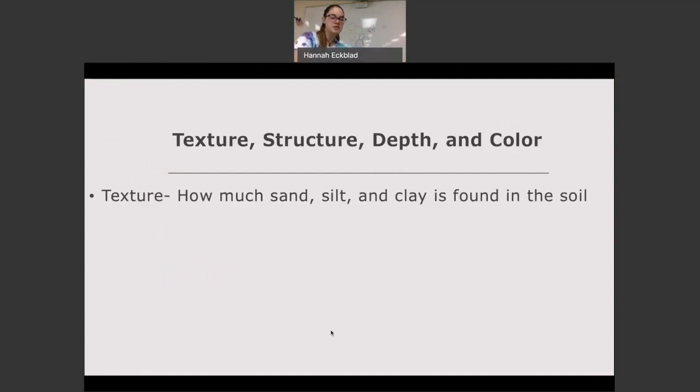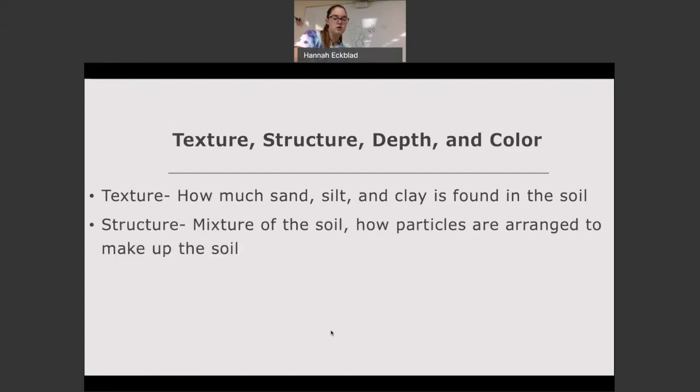Texture, that's how much sand, silt, and clay is found in the soil. We kind of already talked about that. Sand, silt, clay. Sand's the biggest, clay's the smallest, silt is in the middle. All soils are a mixture of these three particle sizes.